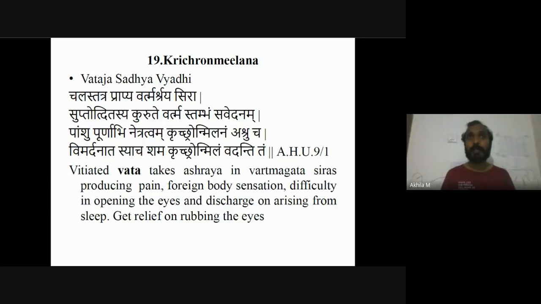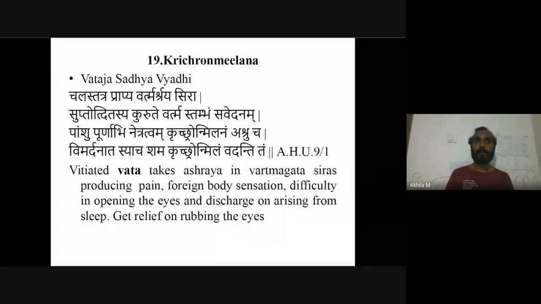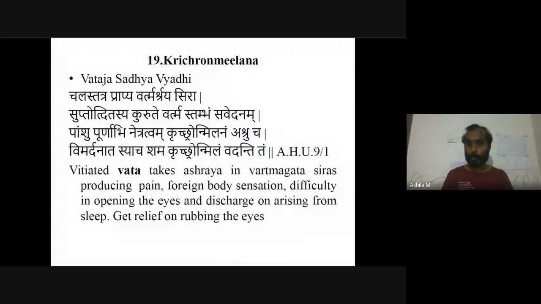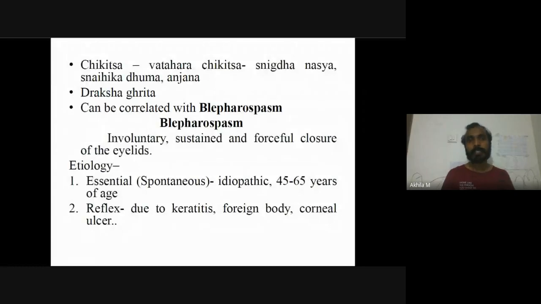And the signs and symptoms will subside with vimardana. When the patient rubs the eyelids, he will get some relief. This condition is called Krichronmilana. This is a Vataja vartma vyadhi. It happens after waking up from sleep, and the patient gets some relief after rubbing over the eyelids. This condition is called Krichronmilana.